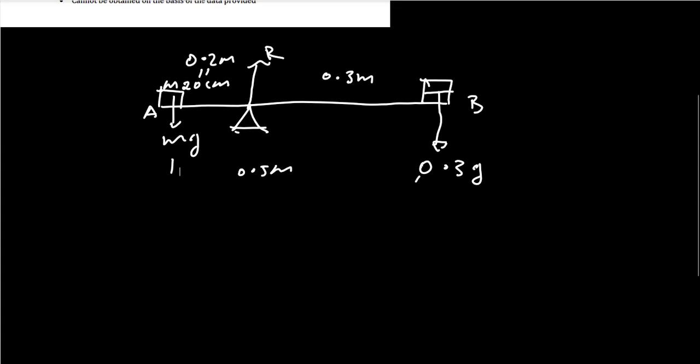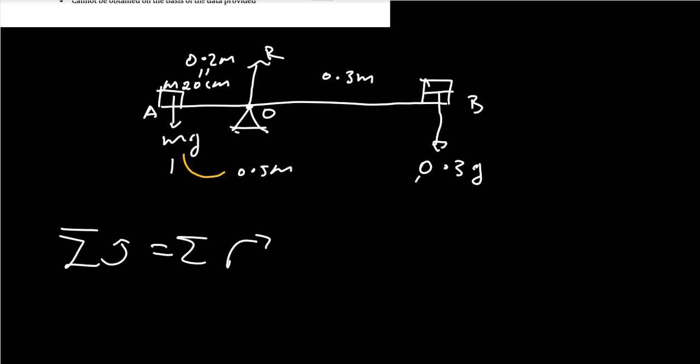From the principle of moments, the sum of anti-clockwise moments should be equal to the sum of clockwise moments. And so I'm going to take my moments about the pivot, that is about the point O. So taking moments about that point, we observe that the force mg is going to behave as such. So that is an anti-clockwise force, and the moment is given by the force times the perpendicular distance from the line of action of the force. So that will be mg times the perpendicular distance, which is 0.2.